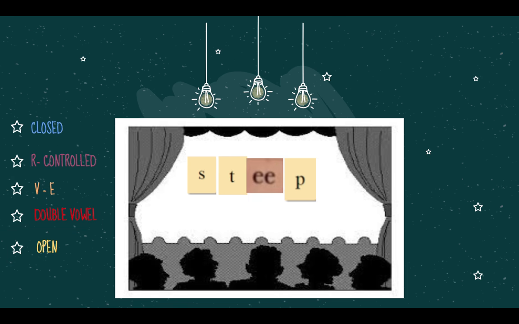Presenting another syllable type. I notice the vowel in here is a double vowel. This word is steep. Write this word on your paper, and as you write it, think about the vowel sound that you hear. Notice the letter at the end of the word, and mark the word identifying the syllable type.